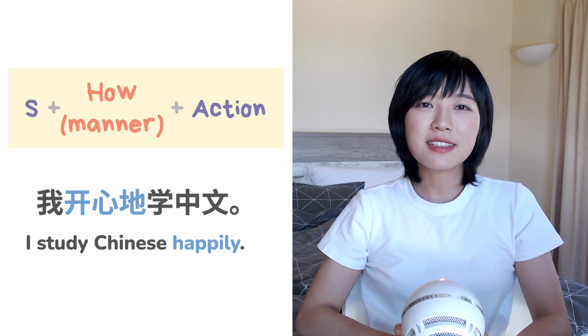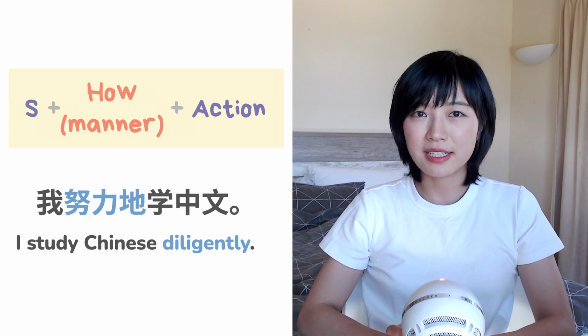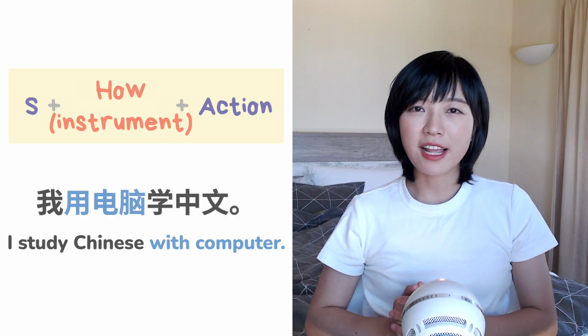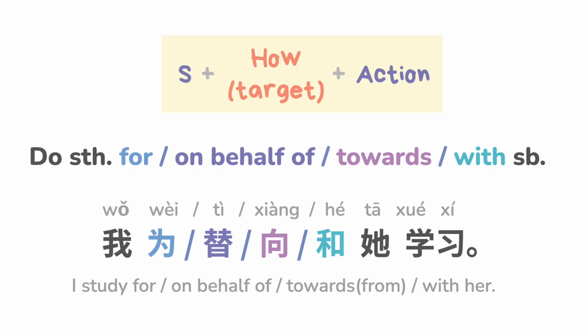In addition, we should know that how an action happens can include many different aspects. It can be the manner of the action, such as study Chinese happily, diligently, etc. Or it can be the instrument, what you use to do the action. For example, study Chinese with computer. Or it can be the target, who or what the action is aimed at. This includes doing things for somebody, or on behalf of somebody, or towards somebody or something, etc. We will dive deeper into this in future videos. Check the link in the description to find out more related videos.